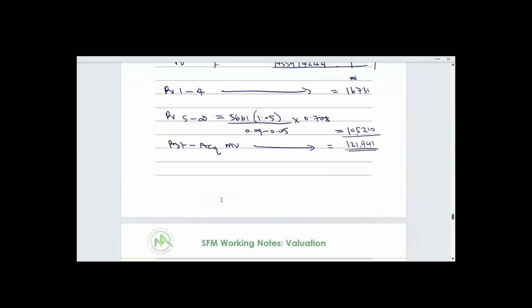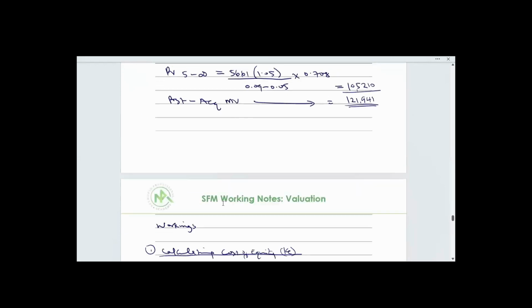Then minus pre-acquisition market value of 800 and something, 88 872. So the difference is the synergy. Minus 88 872, that's 33,069. So that's the synergy created. So that's that.